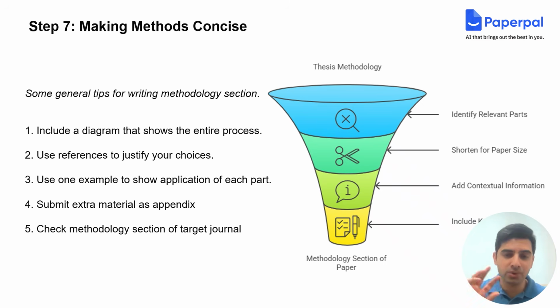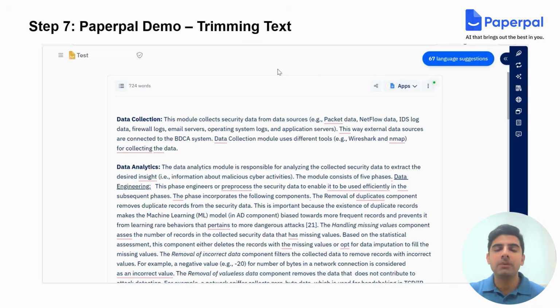Before you submit to a journal, have a look at the journal's methodology section, how they have written it or how they expect you to write it, so that you make sure your paper does not lead to a desk rejection. Now the methodology section of your thesis is going to be very long, right? But you can't bring all that content into your research paper.